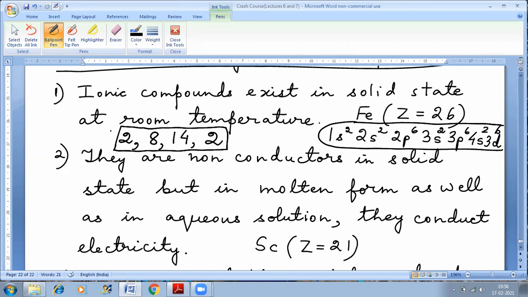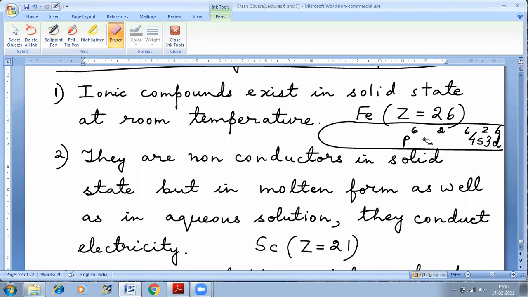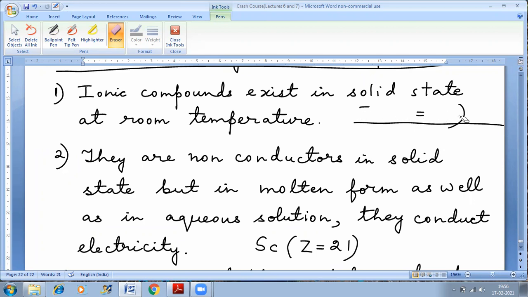Now, let's go ahead with the properties. That means for an element, first we are supposed to write down the configuration in terms of subshells, and then we can convert it to the shell format.